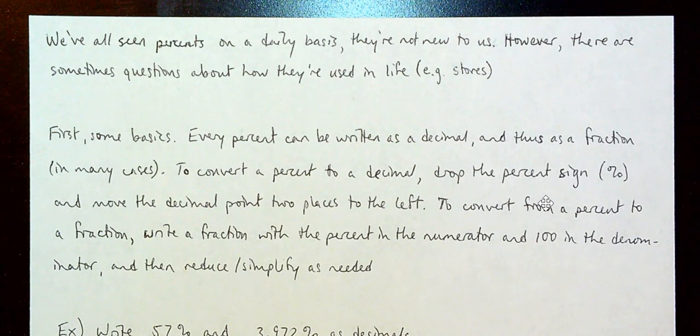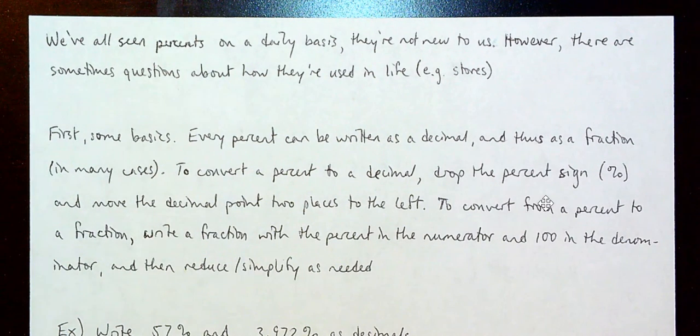Every percent or percentage can be written as a decimal, and in many cases, we can write percentages as fractions. So how do we convert between these forms? To convert a percent to a decimal, you're simply going to take that percentage that you have, drop the percent sign, and then take the decimal point that's at the end of your number, and move it 2 places to the left.